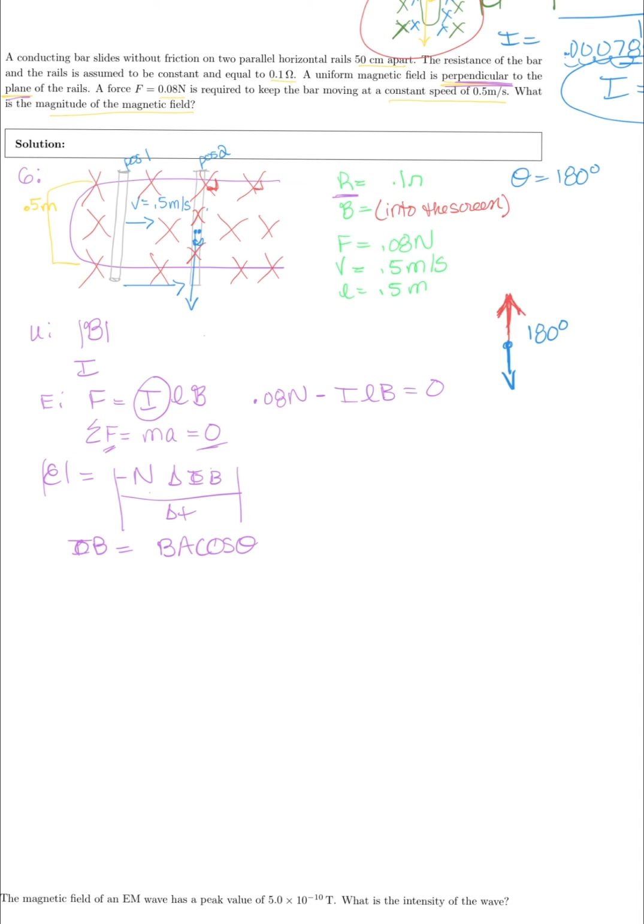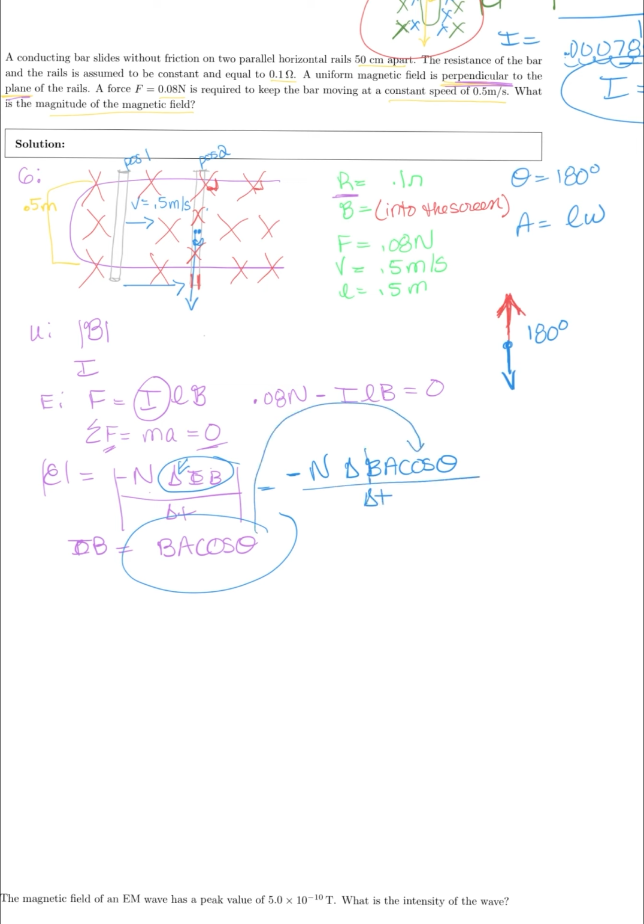Okay, and our area here, when you're talking about area, you're talking about the plane of the area, which we know is just a rectangle, right? And the area of a rectangle is length times width. So if we write negative N delta, and then we put this in, BA cos theta over delta T. So we put him in just right here.